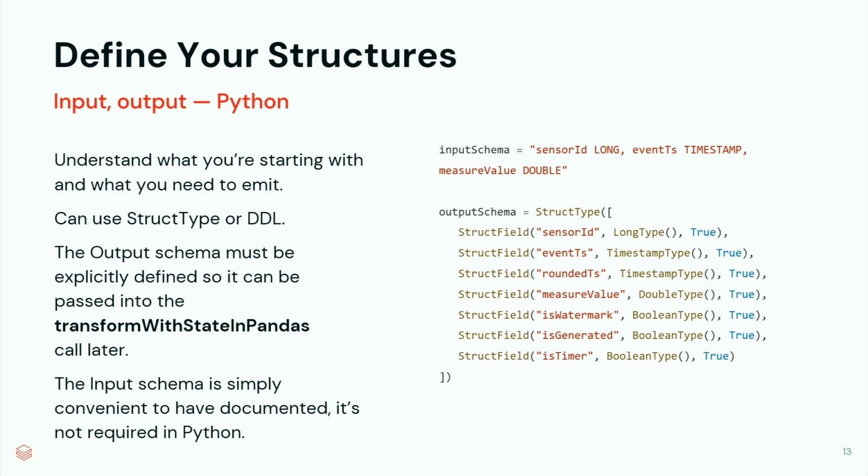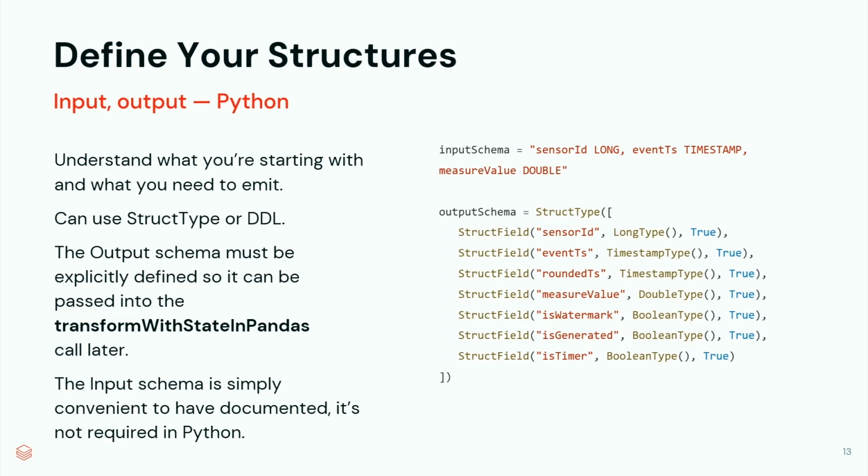We'll start with Python. With Python, this is going to look familiar to you. You're still using either the struct type or DDL syntax to define your structures. We'll start with input and output here. This is going to look very familiar because this is just like the old API. You are going to need to specify output. It's required for Python. For input, you don't have to specify it. I usually stick it in the code just for documentation purposes. Output, though, does need to be passed into TransformWithState. So that definition needs to be there.